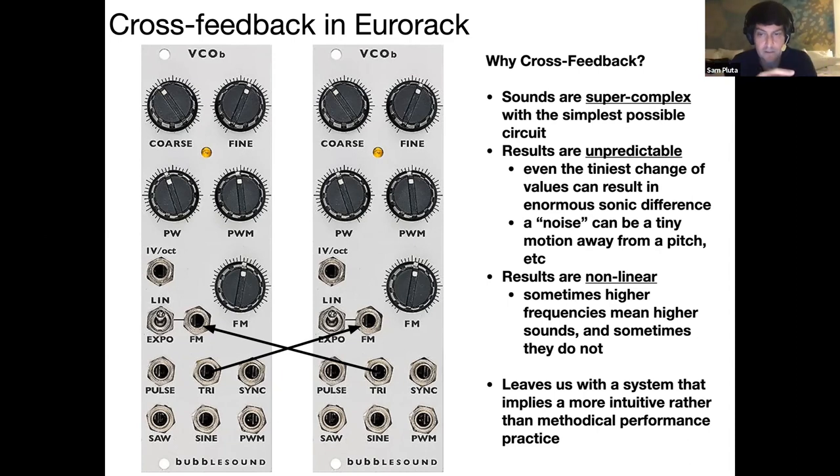Results are non-linear. Sometimes higher frequencies mean higher sounds, and sometimes they don't. That non-linearity is something I really enjoy and want to exploit in digital synthesis. So it leaves us with a system that implies a more intuitive rather than a methodical performance practice, because you can't be methodical with something that is chaotic like this.